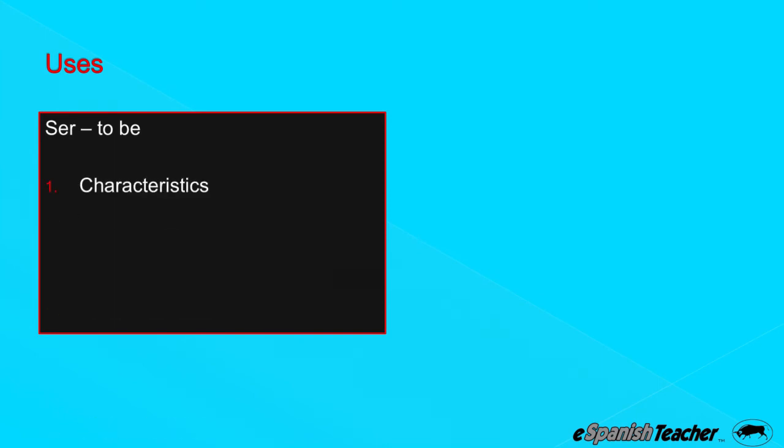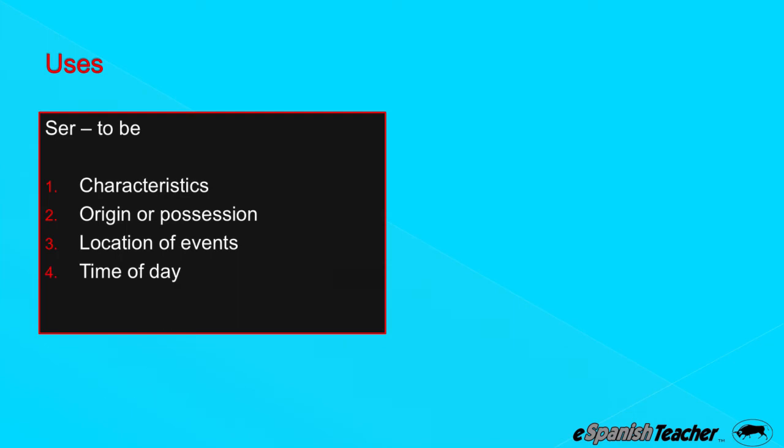The first one is to explain or to describe characteristics. Next is to explain or describe origin or possession. Number 3 is to describe the location of events. And number 4 is to tell or to communicate time of day. All right. If you have trouble remembering these, just remember this acronym COLT.